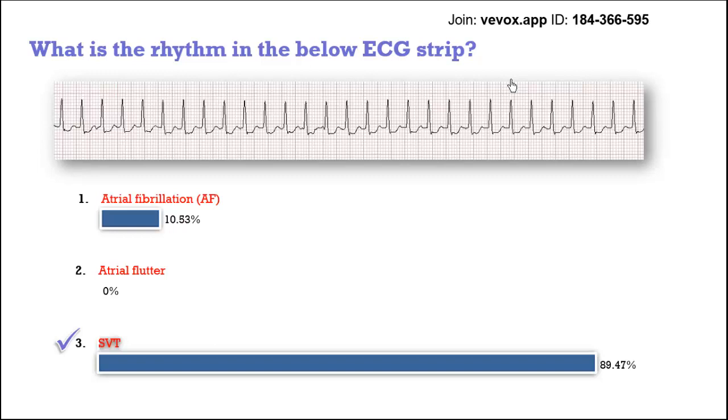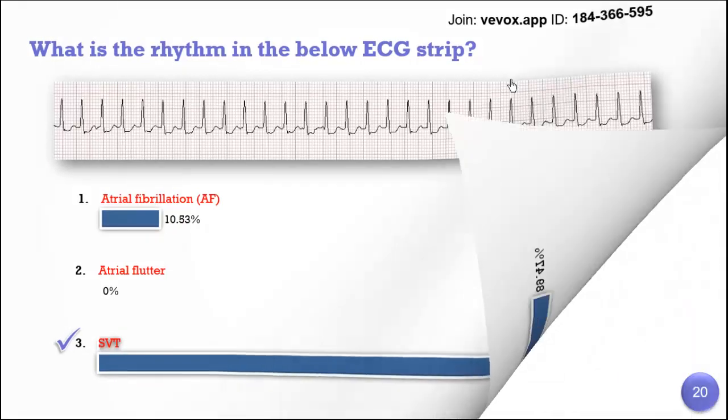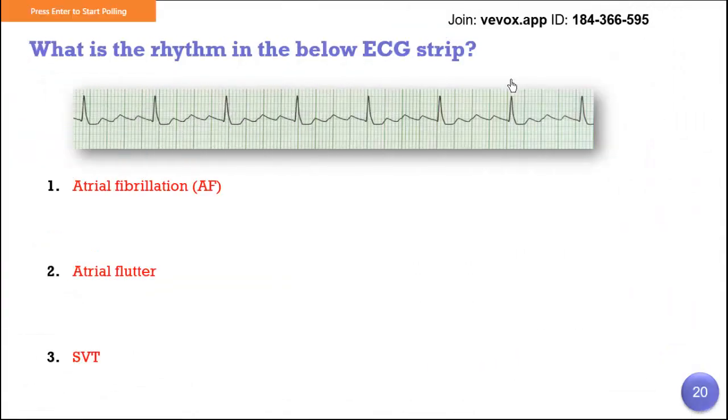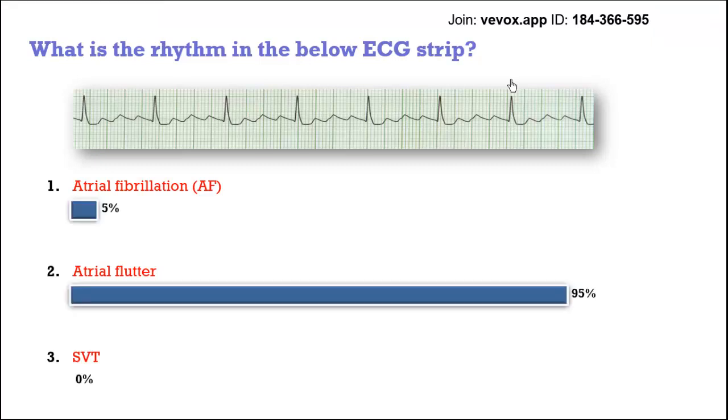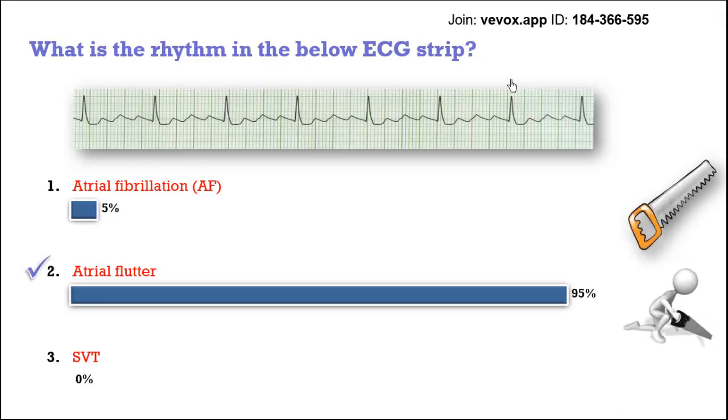So let's start this one. It's very easy. Carpenter. The answer is Carpenter. Okay, time is almost up. Okay, so it's atrial flutter, 95%. So sawtooth is atrial flutter. Remember that. So let's take this one.